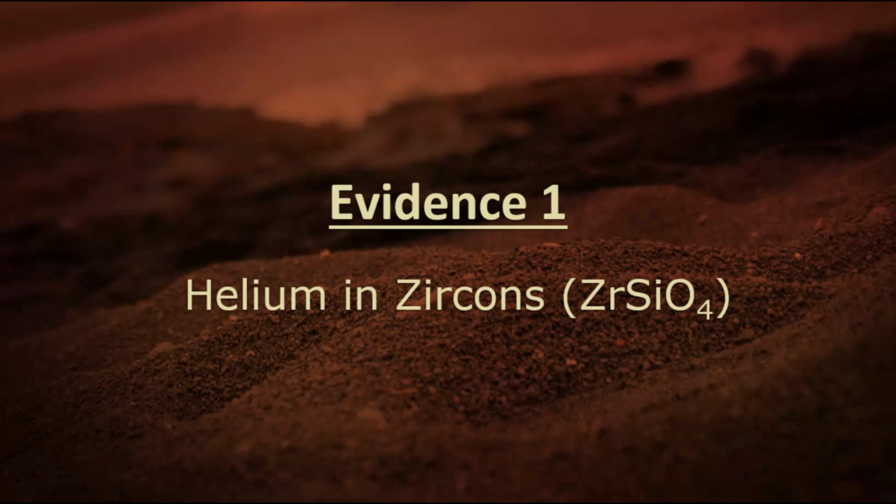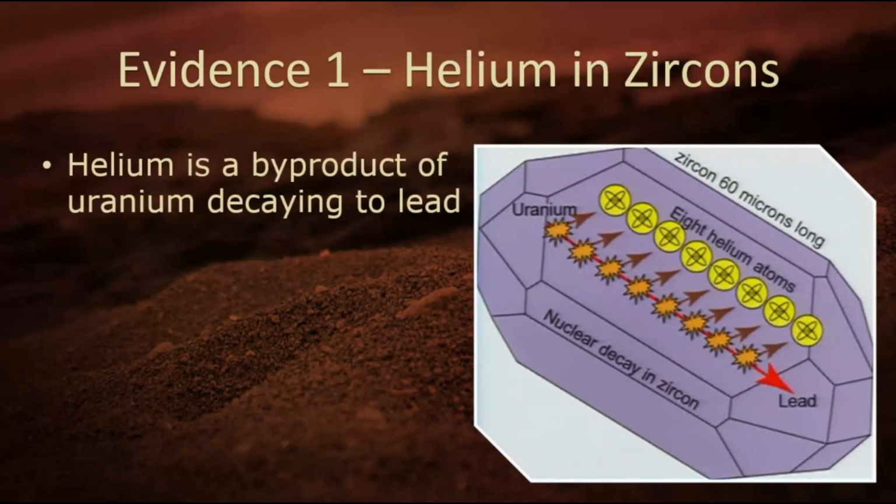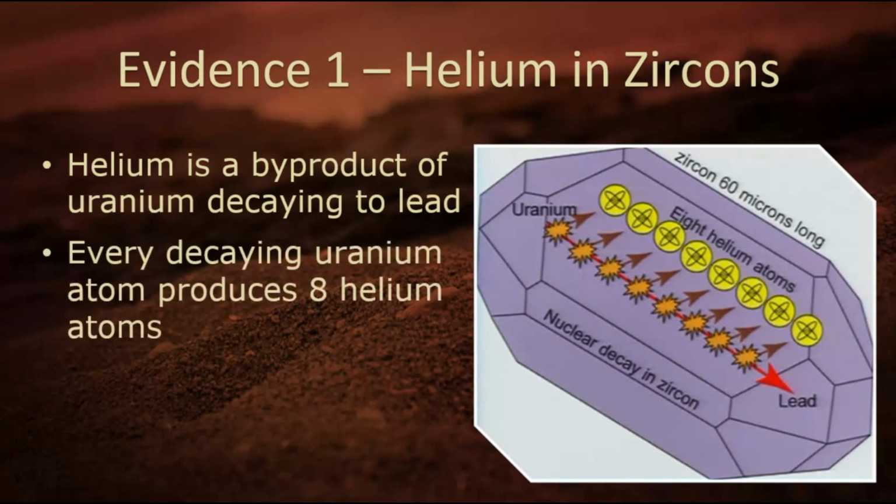Okay, so we're going to go through 5 evidences. So hopefully you'll bear with me. But evidence 1, this one is the most unique, I think. Helium in zircons. What are we talking about? Helium is a byproduct of uranium decaying to lead. Every decaying uranium atom produces 8 helium atoms. And then you can see these helium atoms here, the yellow.